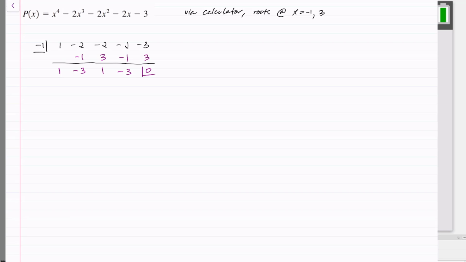There really is no sense in reporting out at this time. It really doesn't give us anything. We're just trying to break this down as efficiently as possible, and so it makes the most sense to just go right into the next round of synthetic division with the root at 3.